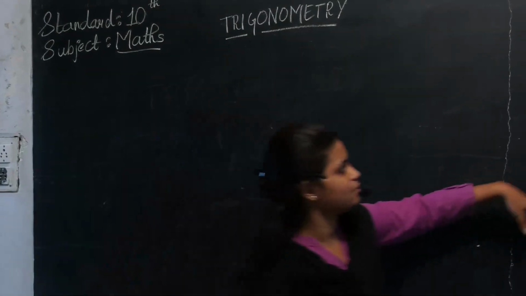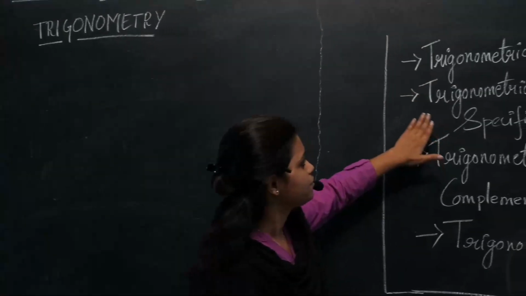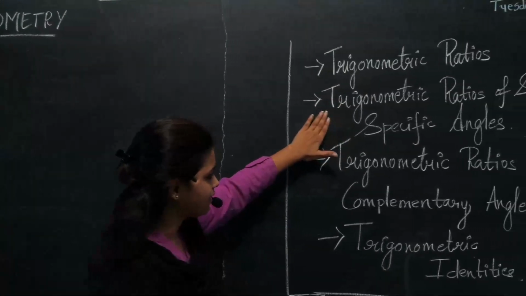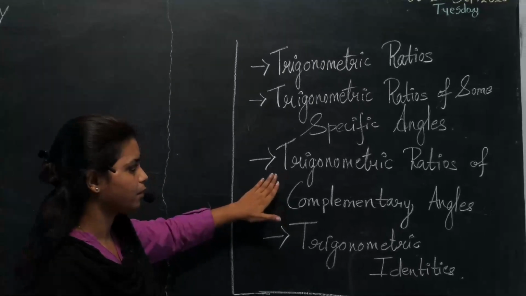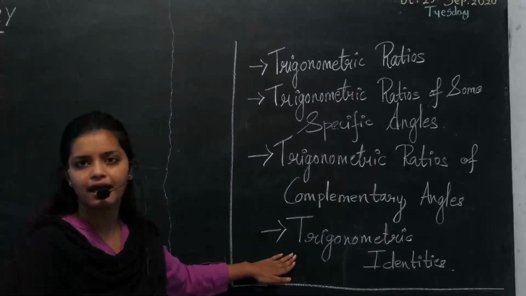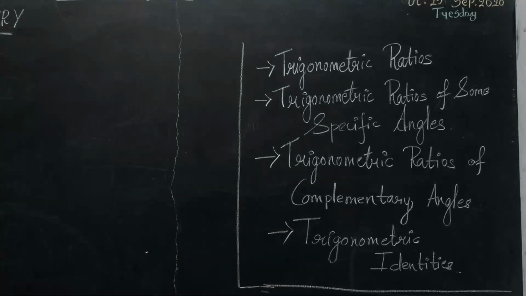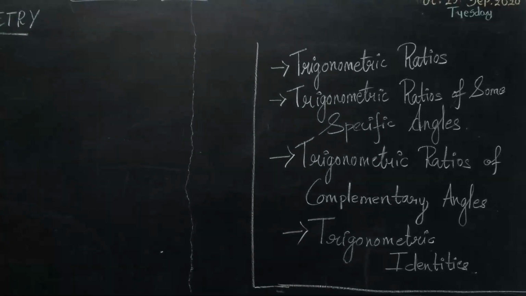Today we will learn these topics: trigonometric ratios of some specific angles, trigonometric ratios of complementary angles, and trigonometric identities. Right? Let us go for the first. Here comes ratio.